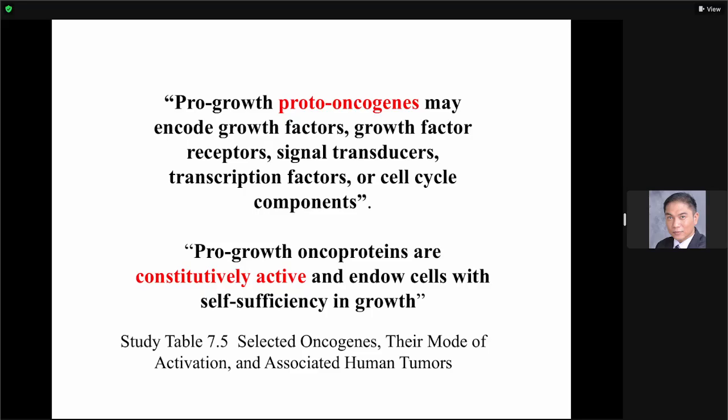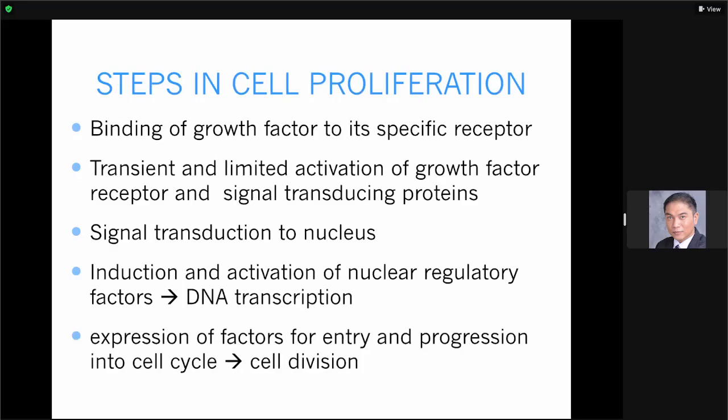So these are the steps in cell proliferation, just a review. First is the binding of the growth factor to its specific receptor. Then with that, there will be transient and limited activation of growth factor receptor and signal transducing proteins. There will now be signal transduction to the nucleus. And with this, there will be induction and activation of nuclear regulatory factors, leading to DNA transcription and eventually expression of factors for entry and progression into the cell cycle. And later on, cell division.